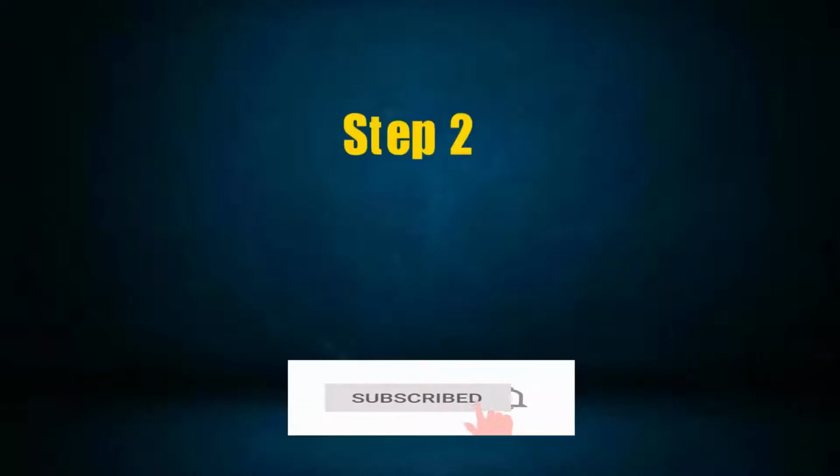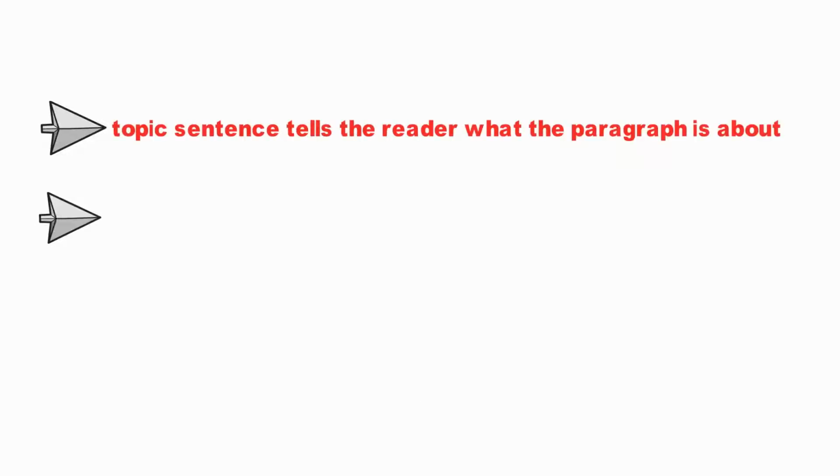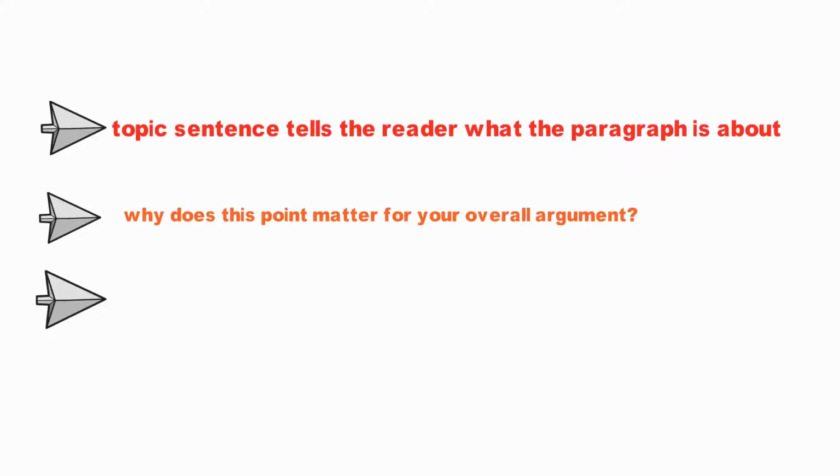Step 2. Show why the paragraph is relevant. The topic sentence tells the reader what the paragraph is about. But why does this point matter for your overall argument? If this isn't already clear from your first sentence, you can explain and expand on its meaning.